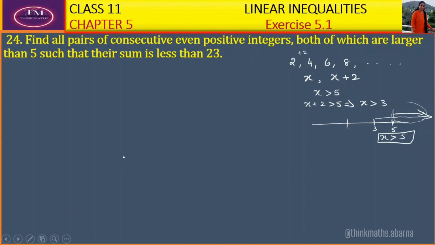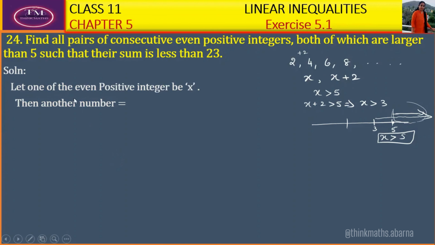Okay, now let me start the solution. Let one of the even positive integers be x. The next number will be x plus 2. So what is the first condition? Both are larger than 5, which means x should be greater than 5. So this is the first inequality. Then what they said is that their sum is less than 23.